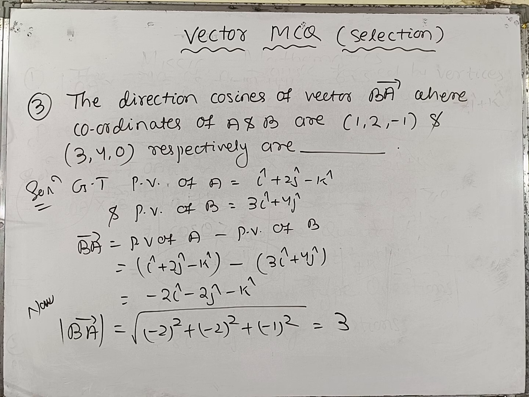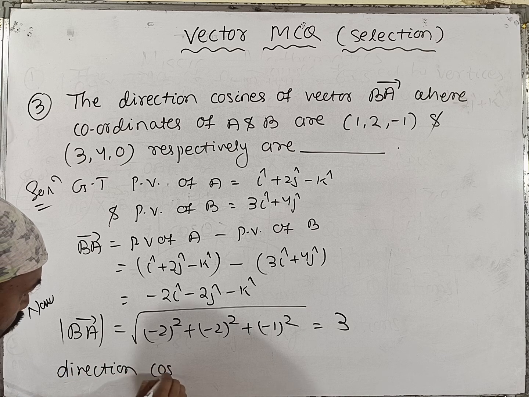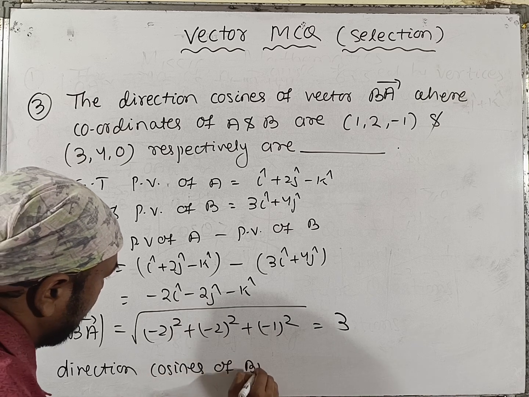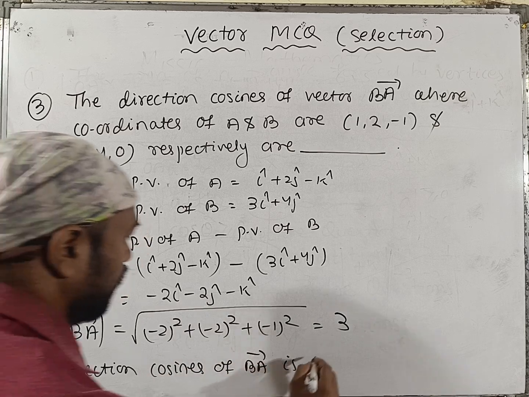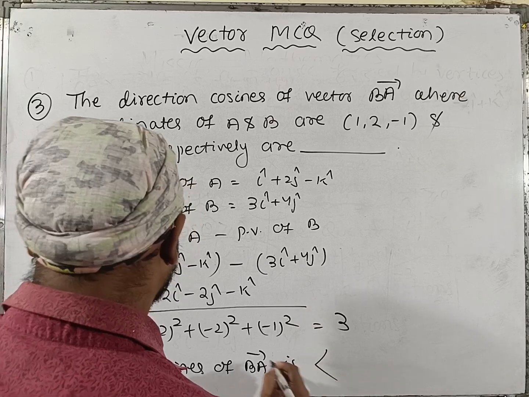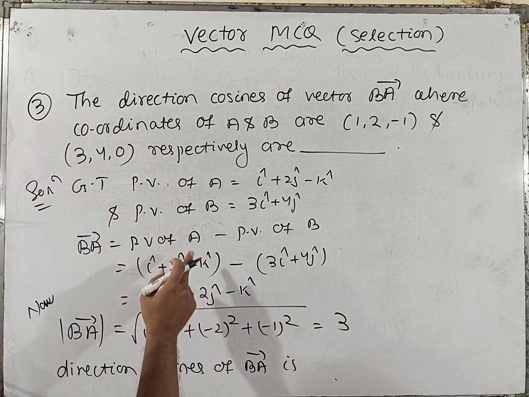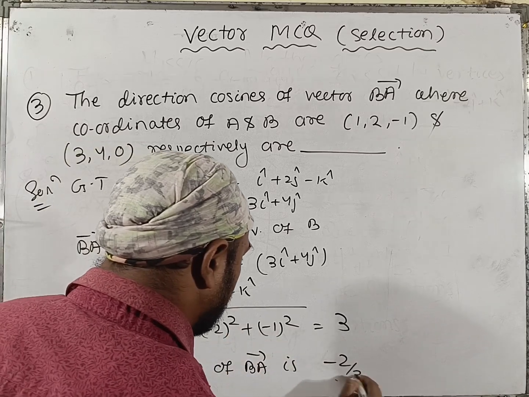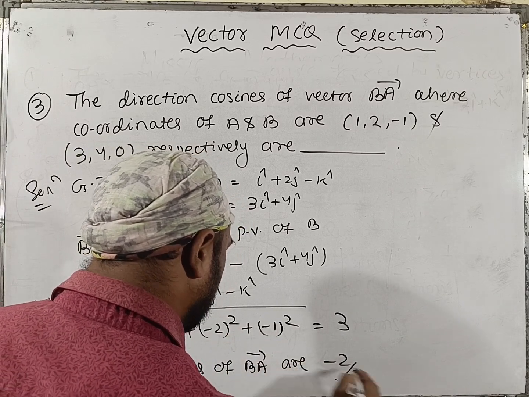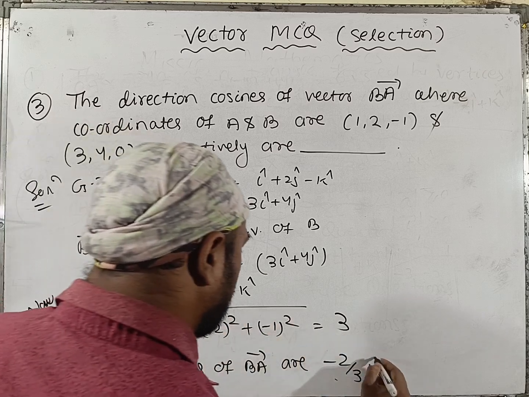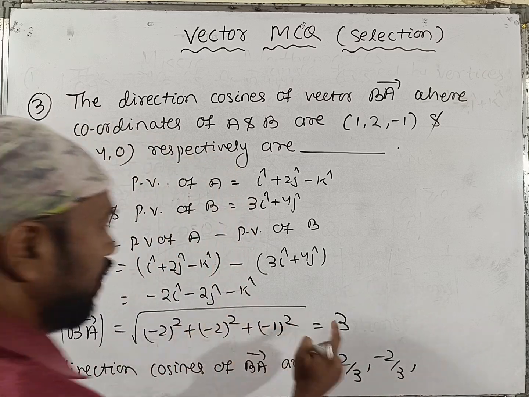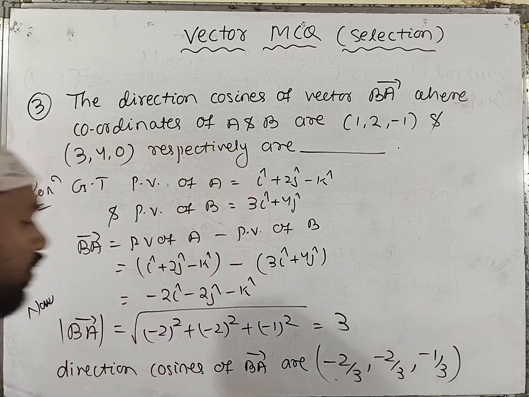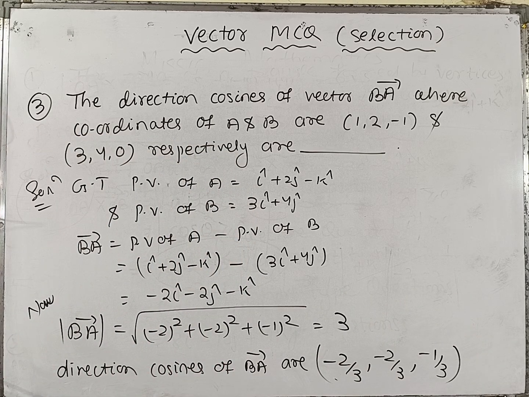Then we have to find out the direction cosines of the BA vector. So the direction cosines of the BA vector are minus 2 by 3, again minus 2 by 3, and minus 1 by 3. So these are the direction cosines of the BA vector. Then let us go through question number 4.